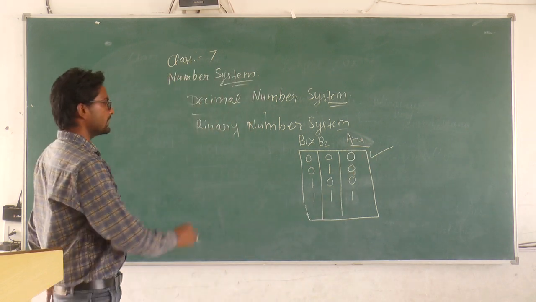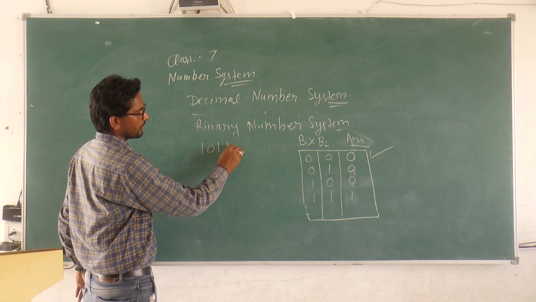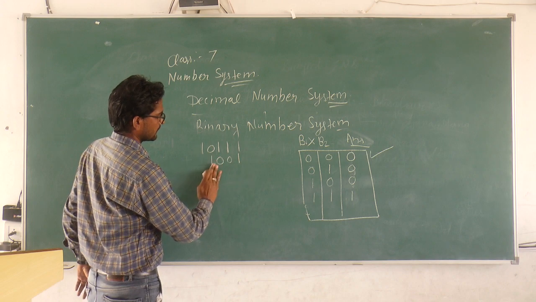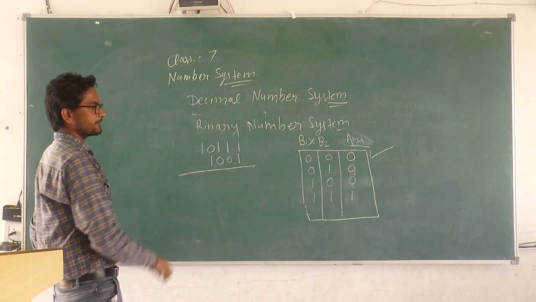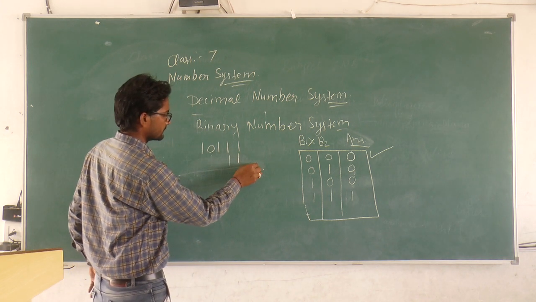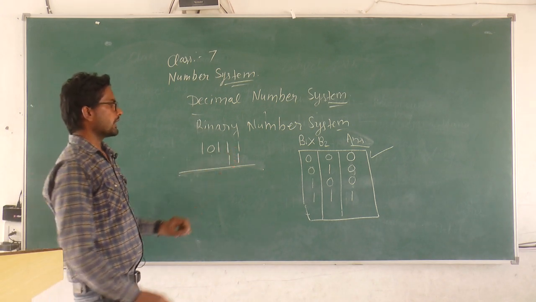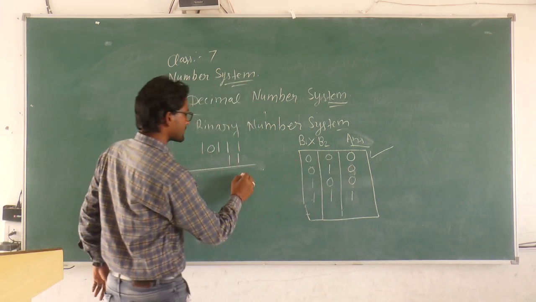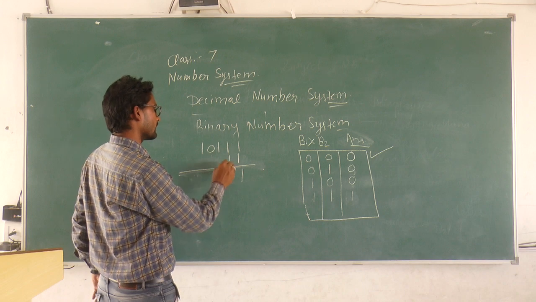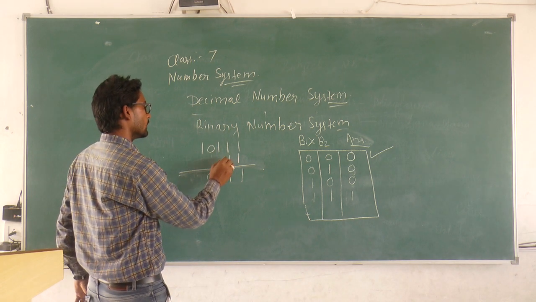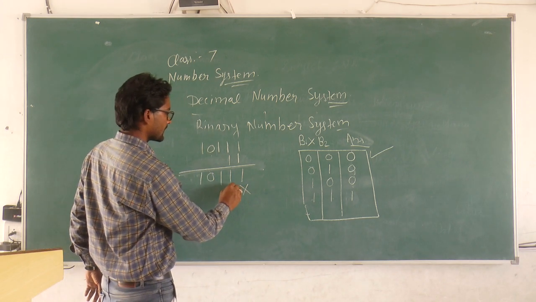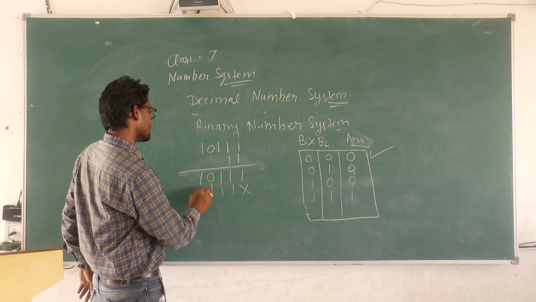We will take one example: 1, 0, 1, 1, 1 and 1, 0, 0, 1. Now, since we will multiply it, we will first take a small example. 1, 1. 1 into 1, you can see, the answer is 1. 1 into 1, the answer is 1. 1 into 1, the answer is 1. 1 into 1 is 1, and 1 into 1 is 1. Again the same, 1, 1, 1, 0, 1.